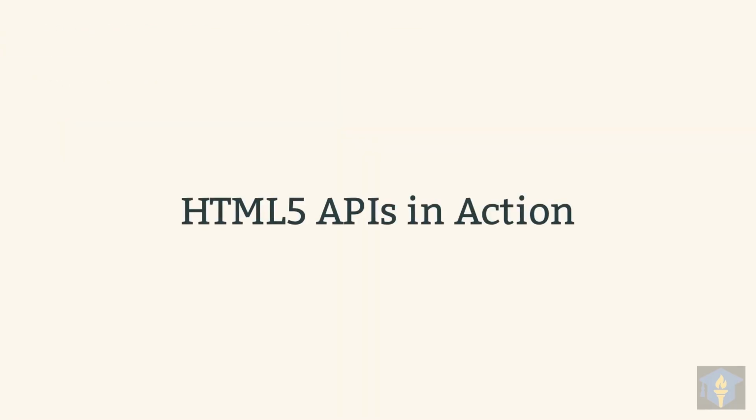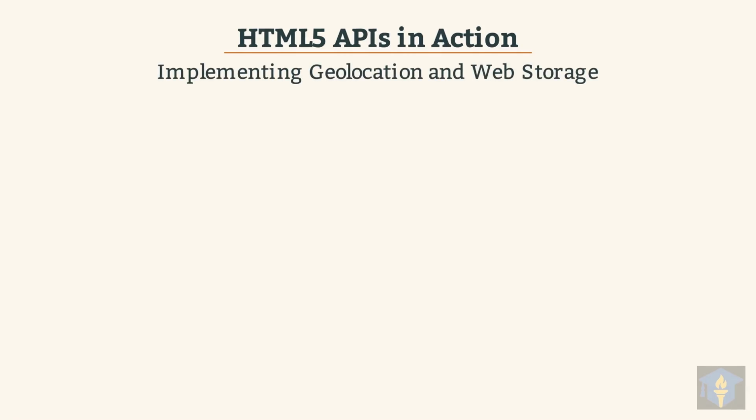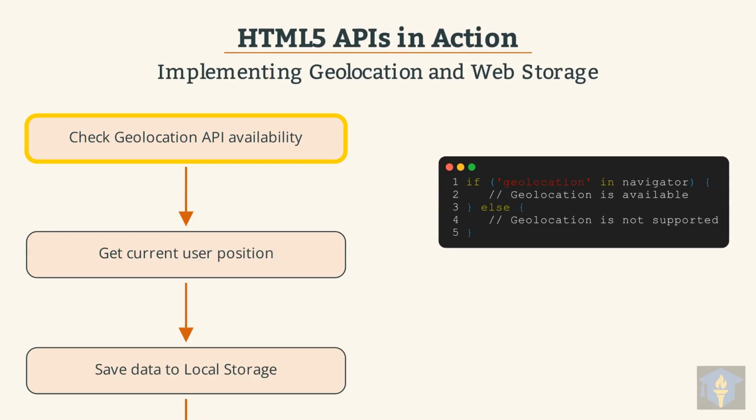Now, let's see HTML5 APIs in action, specifically focusing on geolocation and web storage. We'll explore practical implementations of these powerful APIs for enhanced web application functionality. The first step is always to check if the user's browser actually supports the geolocation API. This code snippet demonstrates how to programmatically check for the availability of the geolocation API in the browser.